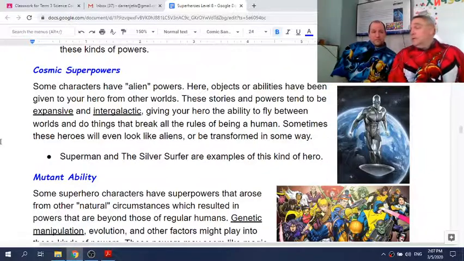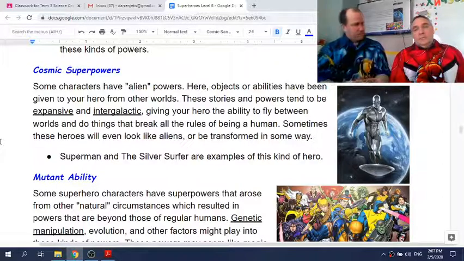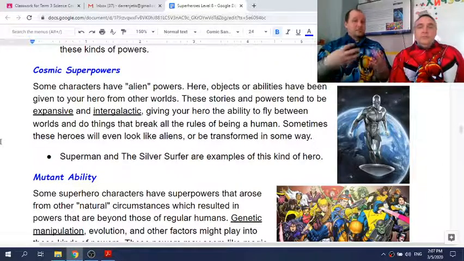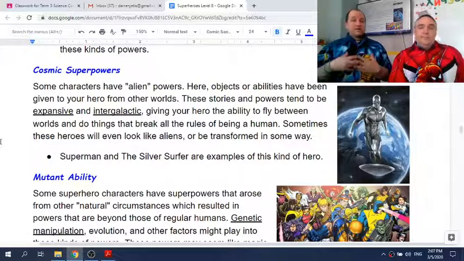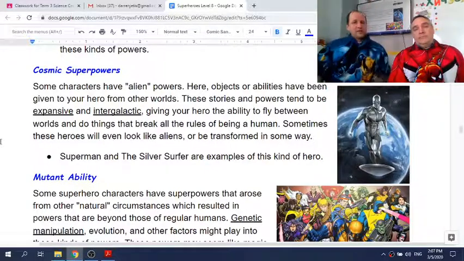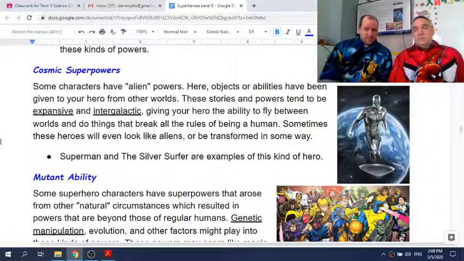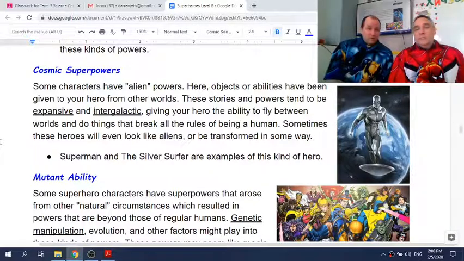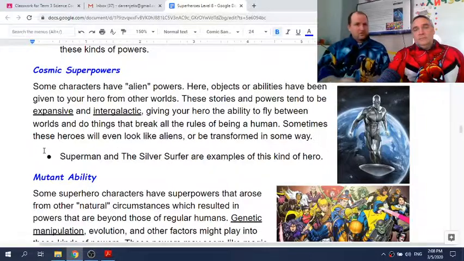Well, Superman is an alien. He's from another planet. Well, yeah, that's cosmic powers because he is from another planet. His powers come on this planet from the cosmic rays from the sun. Right? So on his planet, he doesn't have those superpowers. Yeah, he'd be a regular guy. They have a different kind of sun there. The Silver Surfer, who is a herald for Galactus, he comes from another planet. He travels between worlds on his surfboard. So these are our cosmic superheroes or cosmic superpowers.